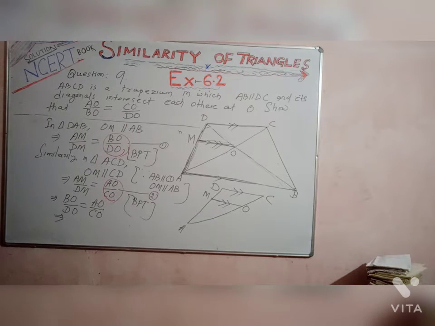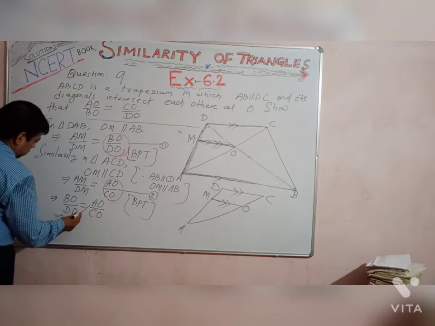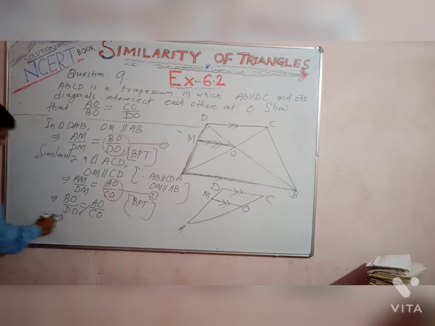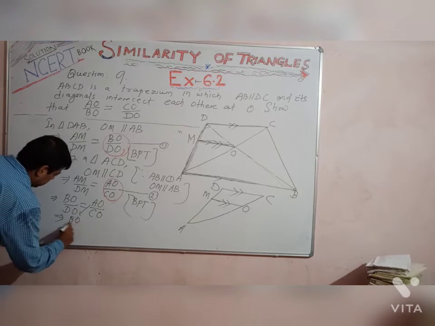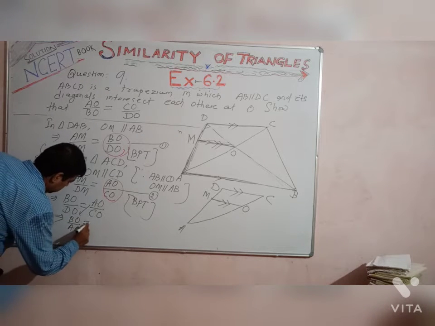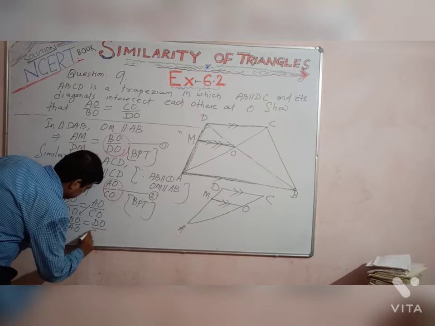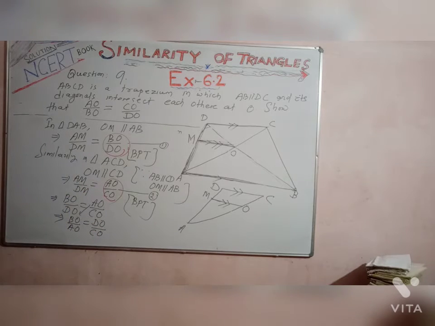Now you prove that AO upon BO is equal to CO upon DO. Understand? Now you can transpose AO to the left hand side, so BO upon AO is equal to DO, taken to the right hand side, by CO. So BO by AO is equal to DO by CO. Yes or no?